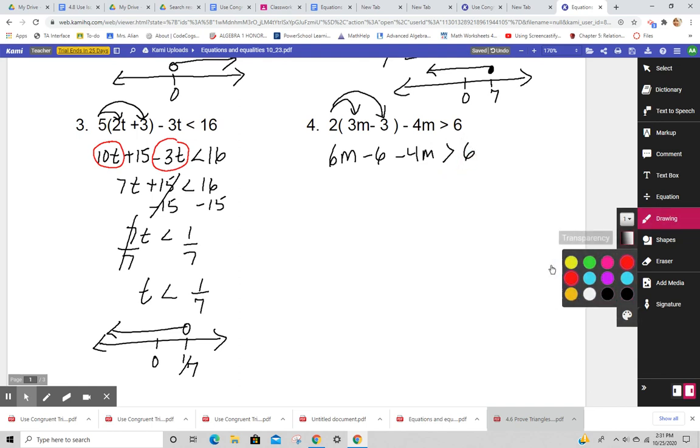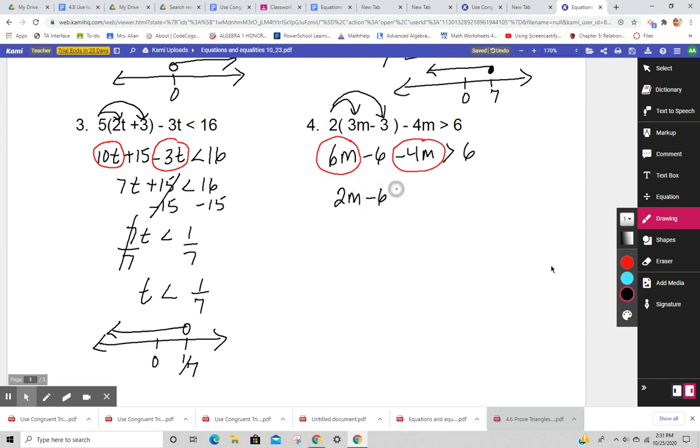We can combine like terms. We have a term with m here and another term with m here. We need to put those together. 6m minus 4m is 2m. Minus 6 is greater than 6.